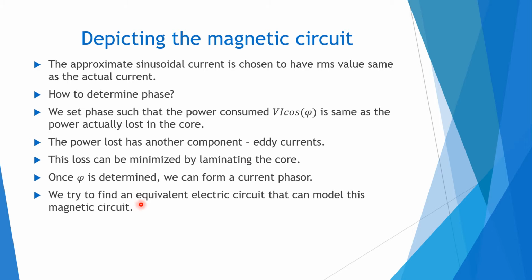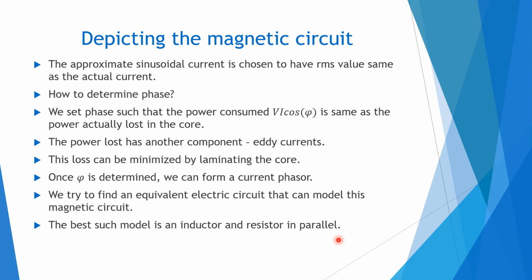So basically, we try to find an equivalent electric circuit that can model this magnetic circuit. And the best such model that you will find is actually an inductor and a resistor in parallel. So why is that? This is a very common question. Why do you place them in parallel?